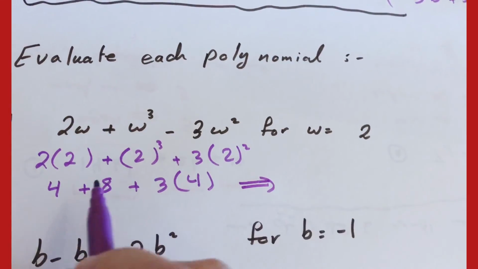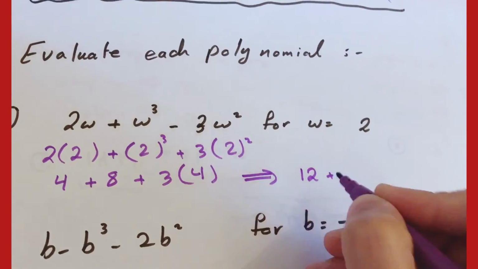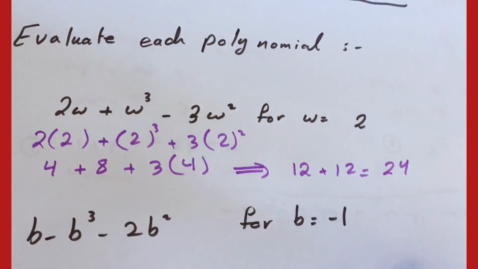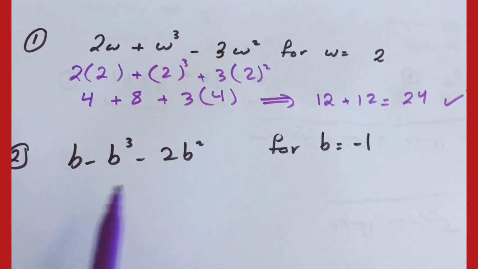So let's see the answer. 4 plus 8 will be what? 12, minus here also 12. 12 minus 12 will be 0. I hope that was easy for you. Okay, now let's see the last question.